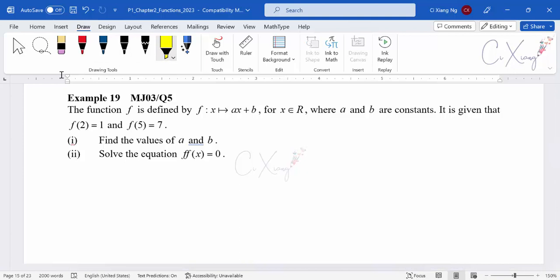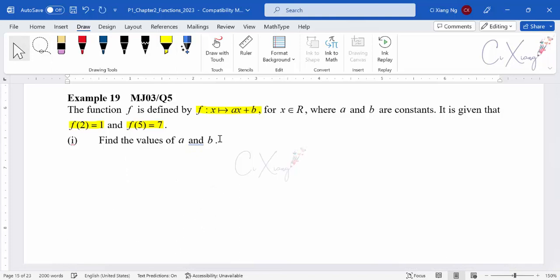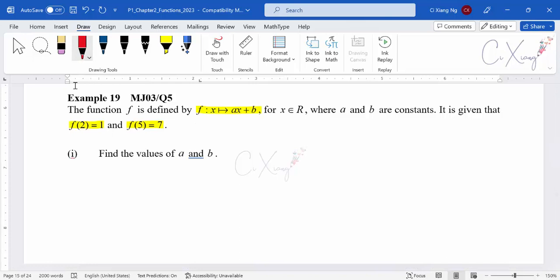We have the function f(x) equals ax plus b, where a and b are constants. It is given that f(2) equals 1 and f(5) equals 7. Find the values of a and b. Before we can find the values of a and b, when they give us f(2) equals 1, it means the x in the function f becomes 2 and the result is 1. We can use this information to find a and b.